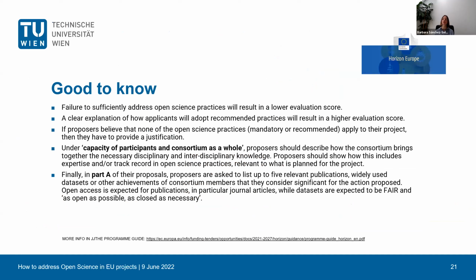So this is my last slide already. I have got it from the program guide. Here they say explicitly, if you manage to address your open science practices clearly, so the how, not only that you do it, this will result in a higher evaluation score. If you do not plan to do any open science, explain why. And also the composition of your team, of your consortium plays a big role, because not only publications are taken into consideration, but also interesting data sets that come from within the team.